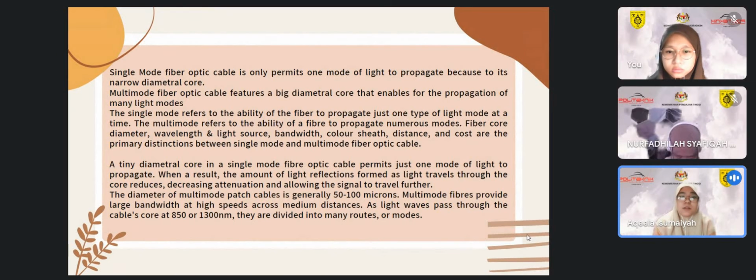The diameter of a multi-mode patch cable is generally 50 to 100 micron. They also provide large bandwidth at high speed across medium distance as light waves pass through the cable core at 850 or 1300 nm. They are divided into many routes or modes.